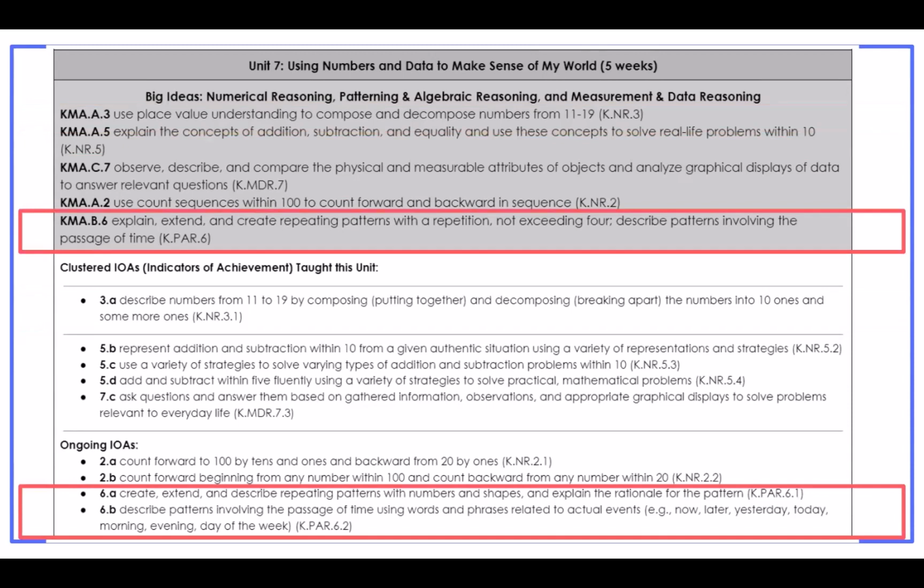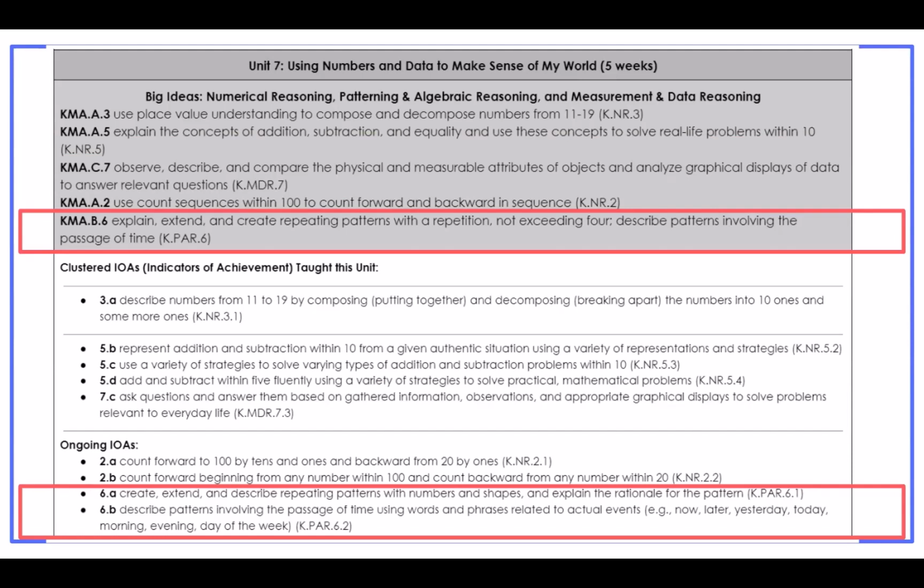Our ongoing AKS 6 will continue to be revisited in Unit 7. AKS 6 states that students will explain, extend, and create repeating patterns with a repetition not exceeding 4 and describe patterns involving the passage of time. The study of patterns provides opportunities for students to make connections. These connections help to build a foundational understanding of algebra as it relates to addition and subtraction strategies, the count sequence, and geometric understandings.